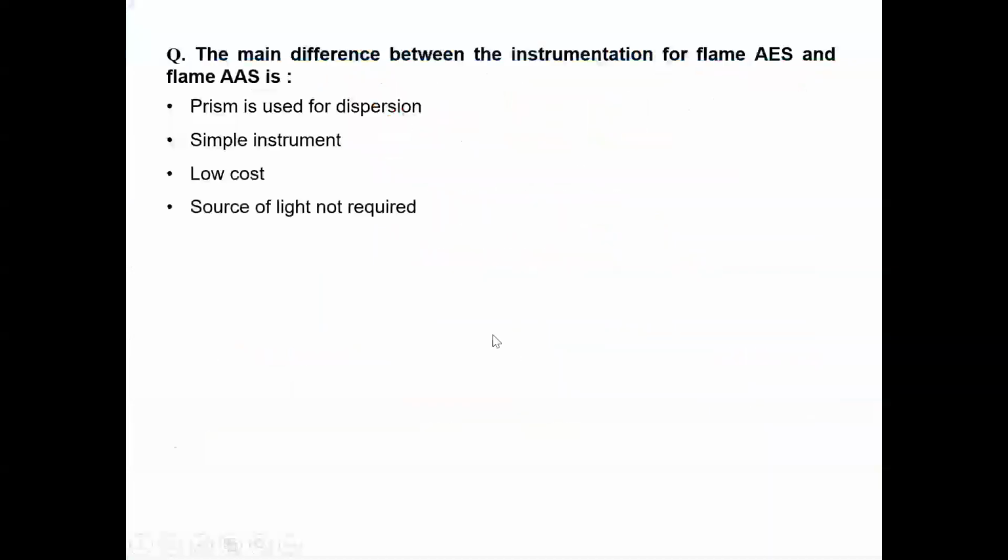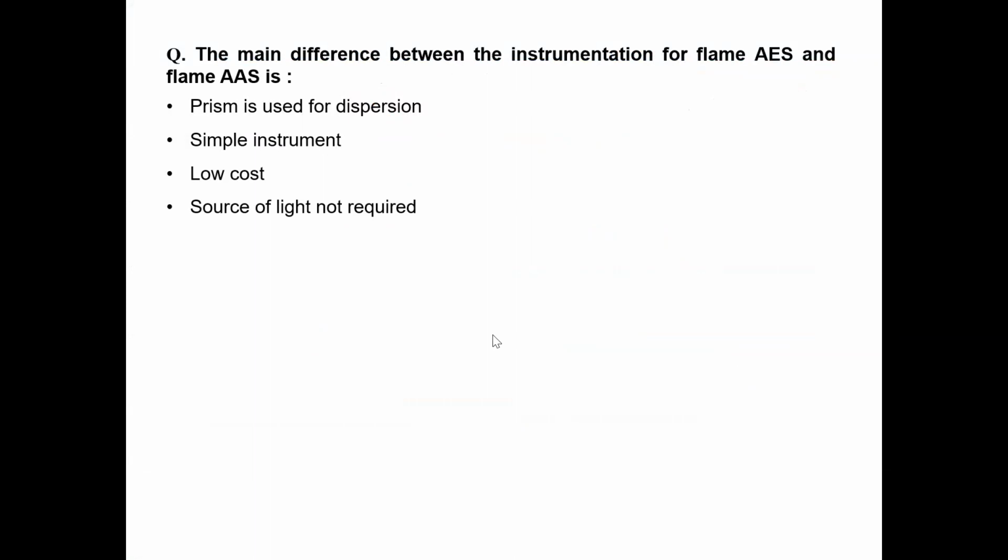So this is assignment 7, and the first question is related to flame AES and flame AAS. The main difference between the instrumentation of flame atomic emission spectroscopy and atomic absorption spectroscopy: you are given four options. First is prism is used for dispersion, simple instrument, low cost, and fourth one is the source of light is not required. So you have to select the appropriate answer.